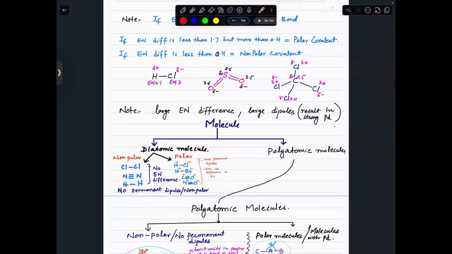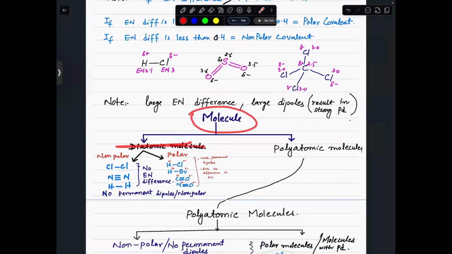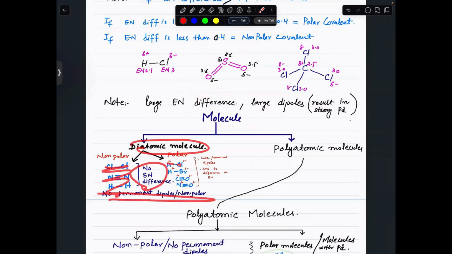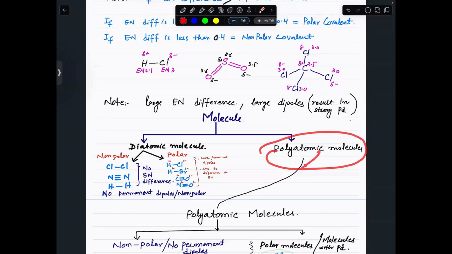So we have two types of molecules, diatomic molecules and polyatomic. Diatomic means two atoms. If both atoms are the same, there is no electronegativity difference and no permanent dipoles. But if they are different atoms, there will be an electronegativity difference and there are permanent dipoles. And the next topic is the polarity of polyatomic molecules. Right? And this we are going to do in the next class.